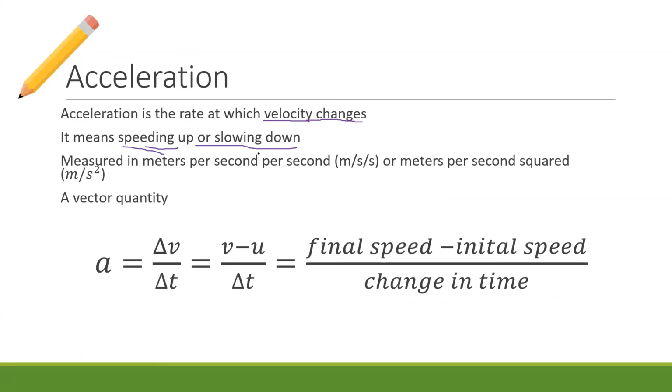It is measured in meters per second squared. There are a couple of ways to write that down. Meters per second squared is the most popular, or if you really like your indices, it sometimes is written like this: ms to the power of -2. Because if you remember, if you raise to the power of -2, it's the same as dividing by s squared. And of course, it is a vector quantity.